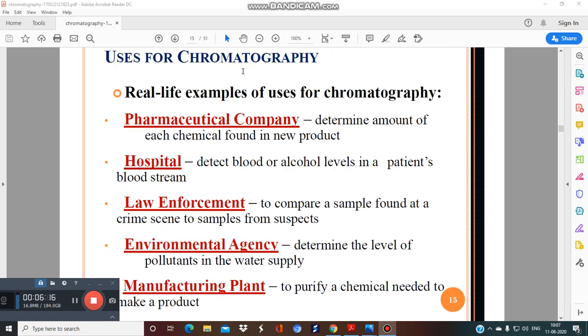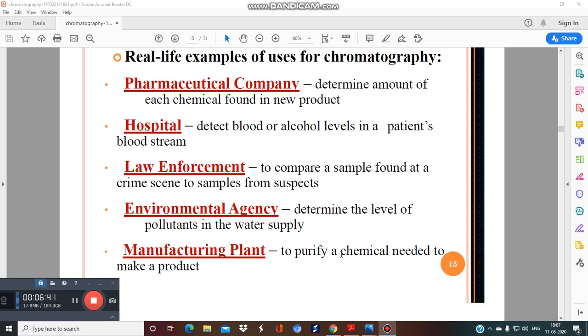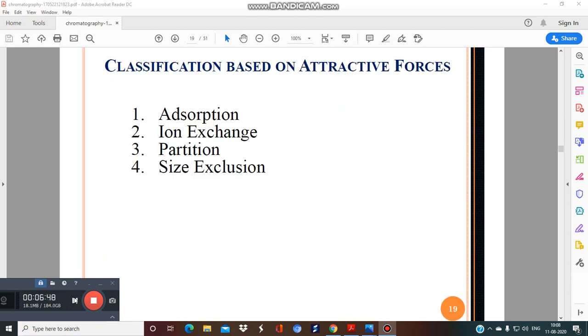Let's see the general uses of chromatography. In the pharmaceutical company, we determine the amount of each chemical and the purity of a particular sample. In hospitals, we can detect the blood alcohol level in the bloodstream of a patient. It also has applications in environmental sciences, that is, determination of pollutants in the water supply, and in manufacturing plants to purify a particular chemical or compound to make a final product, etc. So it has numerous applications.